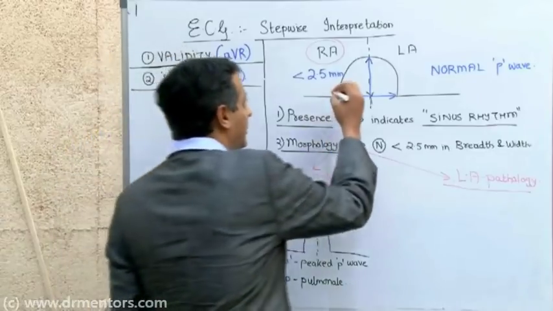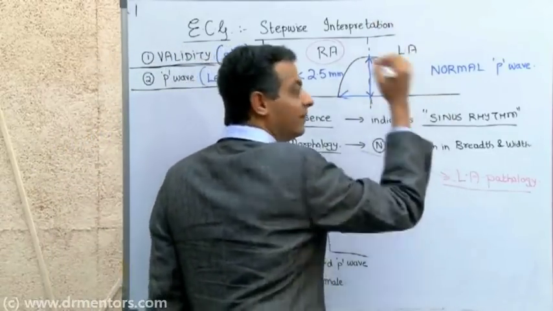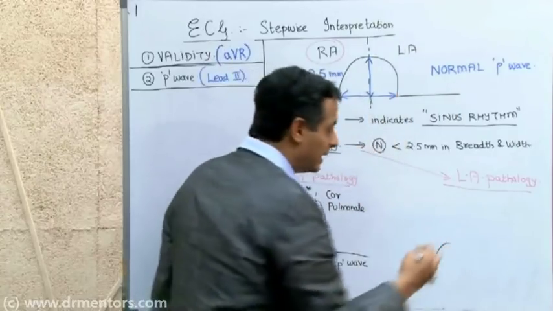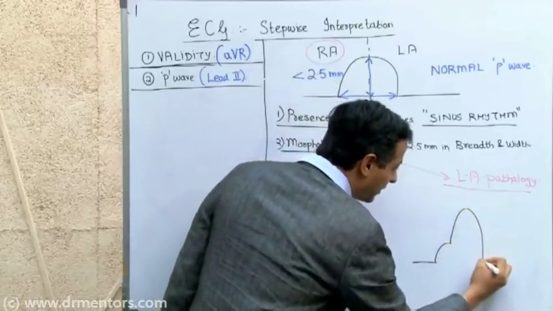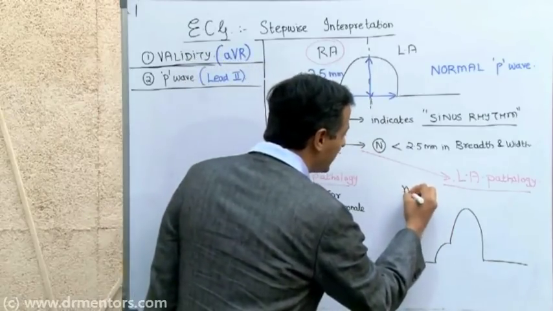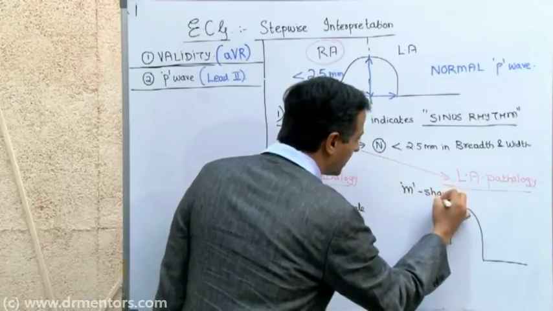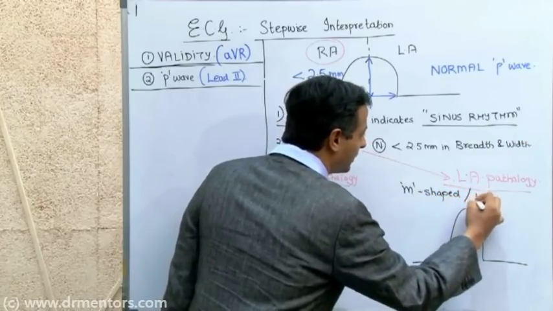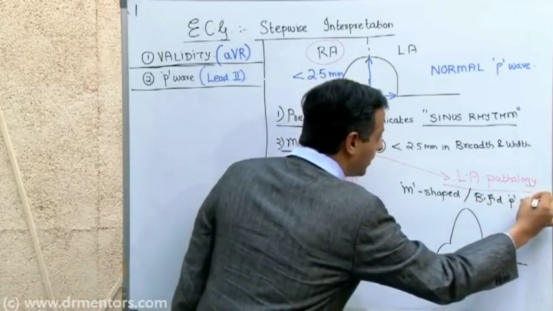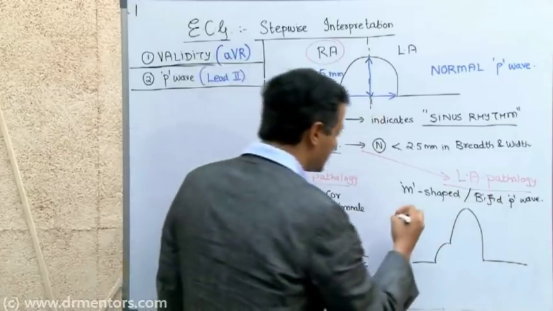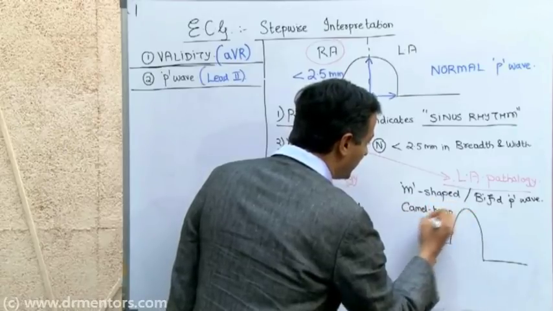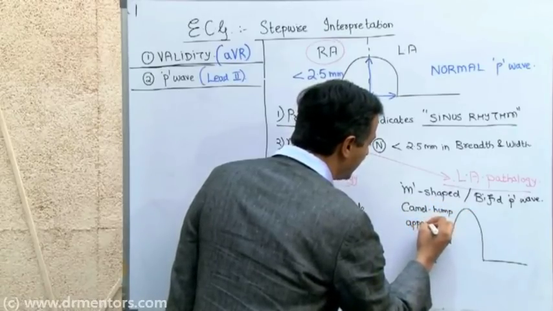Left atrial problem: the right atrium will be normal, the left atrium will be enlarged. Initially the wave is normal, but then there is going to be a second peaking of the P wave. This is what we describe as an M-shaped P wave, also called bifid P wave, and also called camel hump appearance of the P wave. All these mean the same.